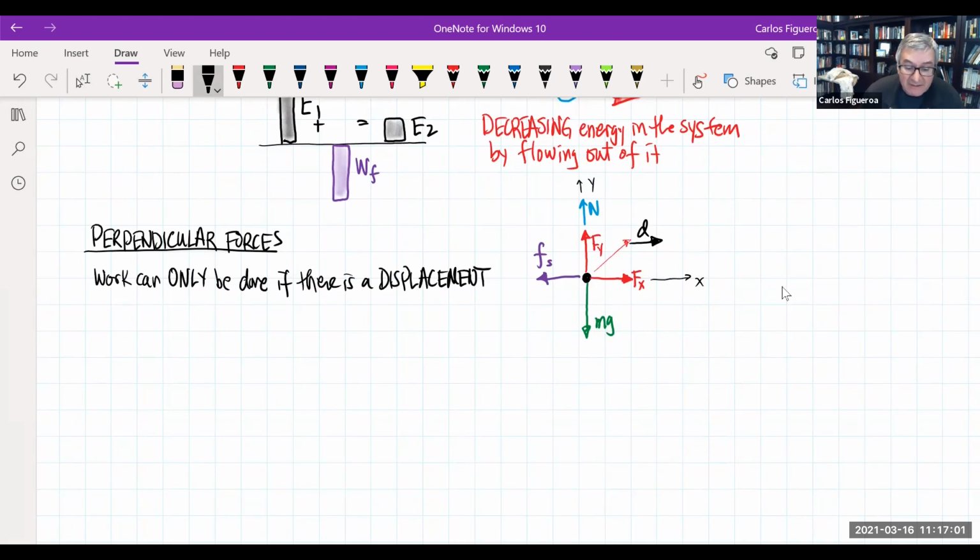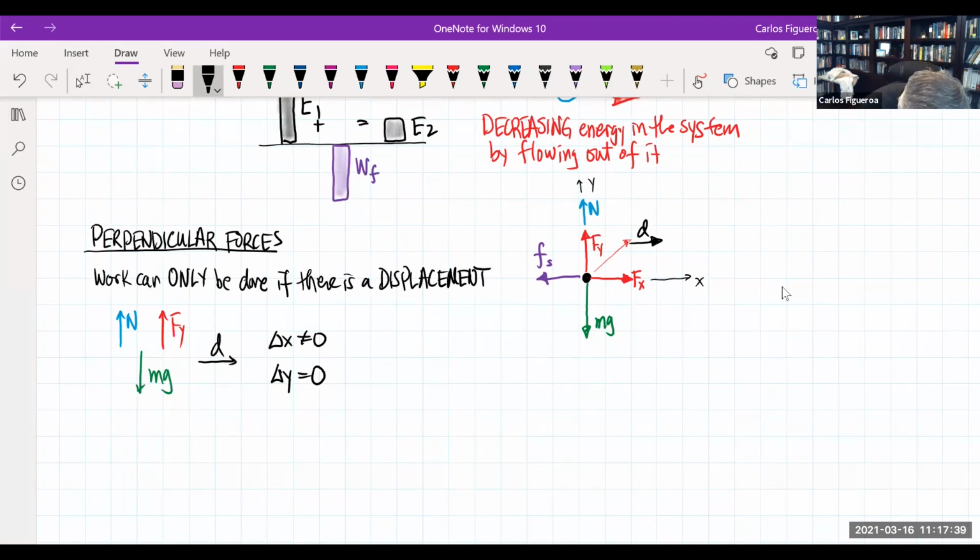So what I'm really seeing here is that the normal force, the force of y, and the force of gravity are all perpendicular to the displacement. So what this is really telling me is that delta x is not equal to 0, but delta y is equal to 0, because we're assuming that the suitcase stays on the ground.